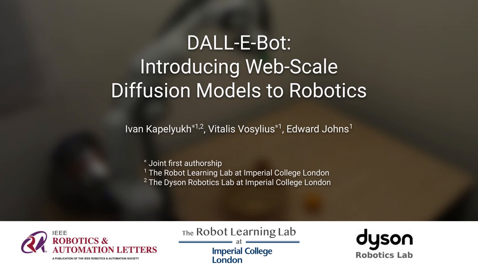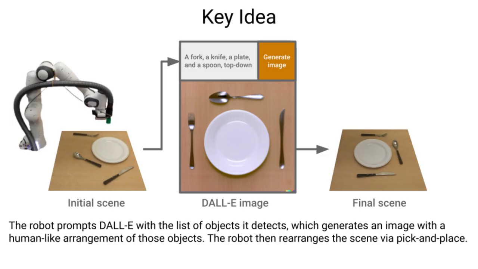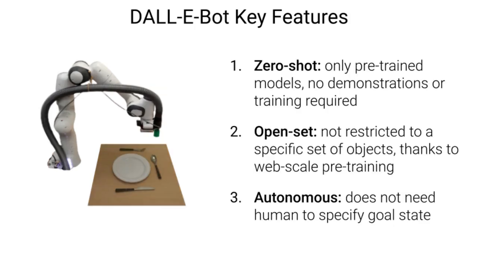DALL-E-Bot is a robotics framework which introduces web-scale diffusion models like DALL-E to robotics. The key idea is as follows. First, the robot prompts DALL-E with a list of objects it detects, which generates an image with a human-like arrangement of those objects. The robot then rearranges the scene via pick and place to create that generated arrangement in the real world. There are several reasons why using diffusion models in this way is promising.